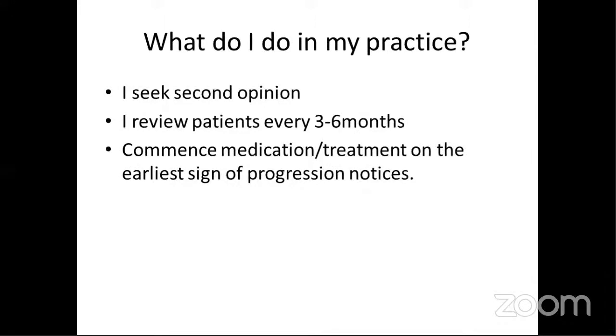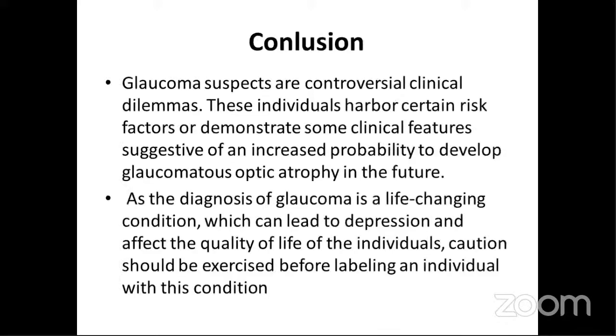So what do I do in my practice? Actually, if I have a patient that is really neither here nor there, I seek a second opinion from my neighboring colleagues. I send the patient for them to check, or actually all the documents that I have, I forward to them and then hear what they have to say. And if the patient is not really a glaucoma patient at that point, is still a suspect, I review the patient every 3 to 6 months. And if I notice the earliest sign of progression, I then discuss treatment options with the patient.